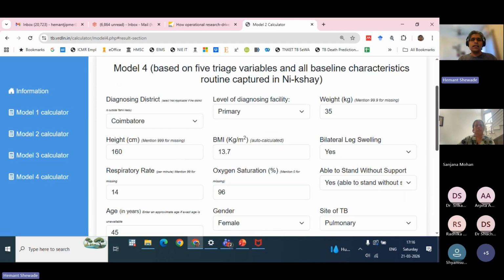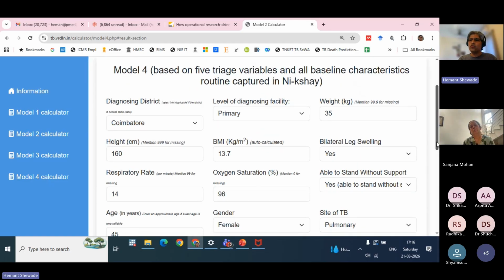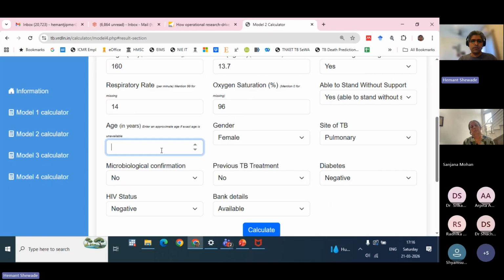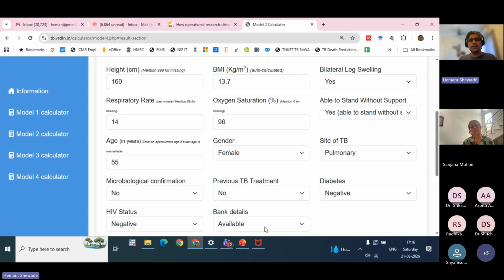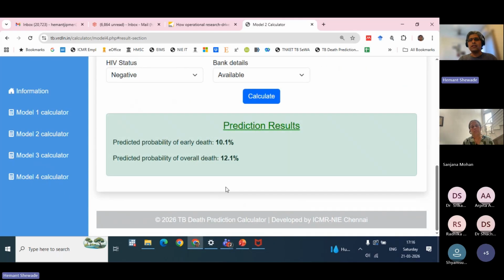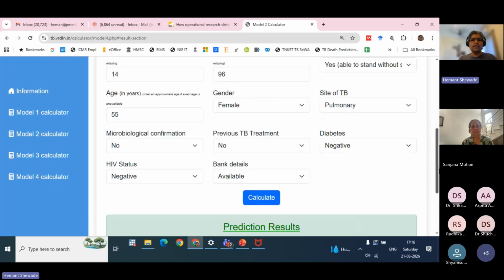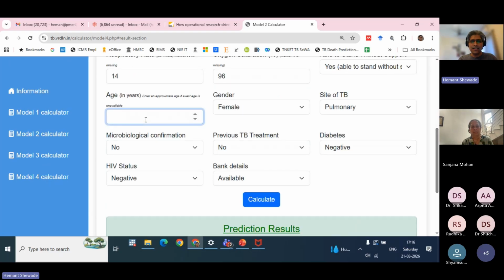Now, if you say the age of this person is not 45 but 55, and we know as age increases, you see the predicted probability increases. Let us see, say this individual is elderly.